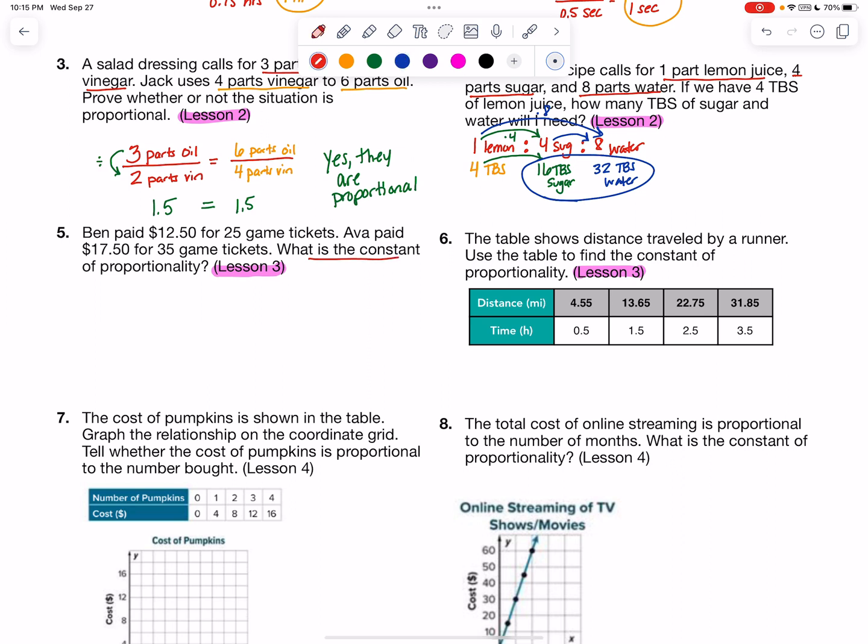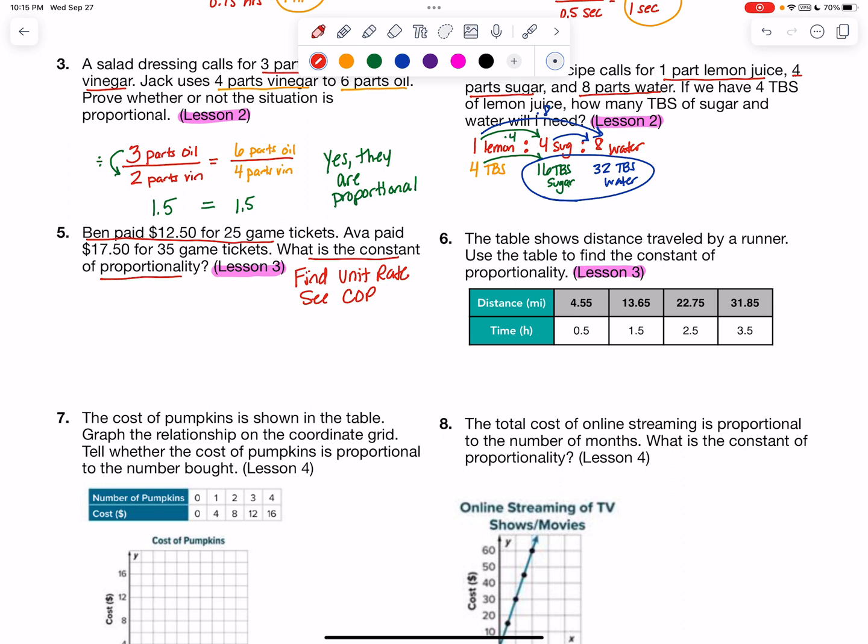So now we're moving on to the next thing. So just remember, how do we find constant of proportionality? We find the unit rate, and the top of that is the COP. So I just need to remember for this, find unit rate, and then it'll allow me to see the COP. So there's my steps. So let's go ahead and do Ben first.